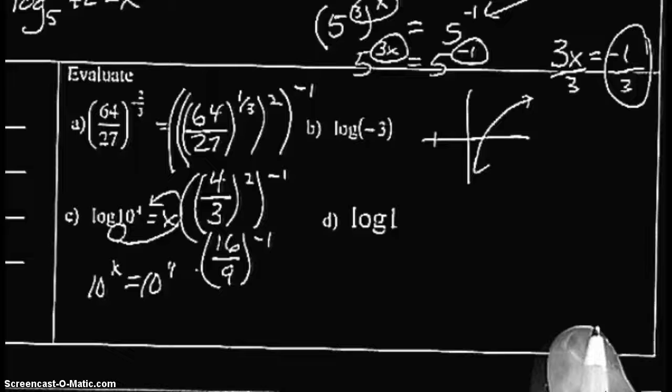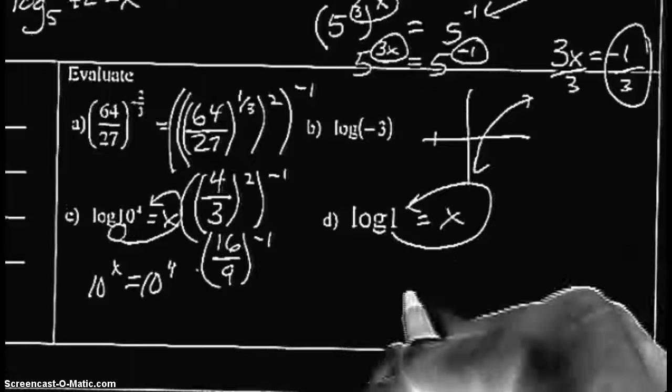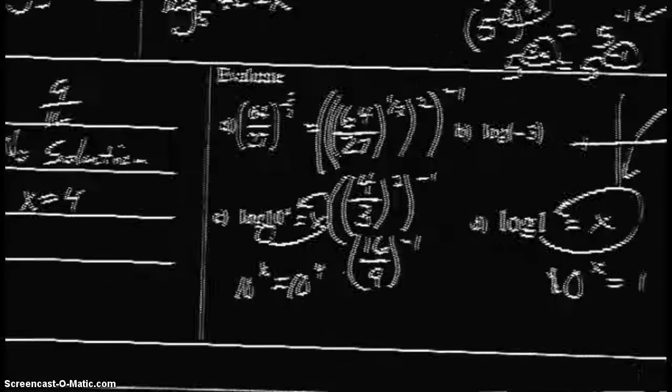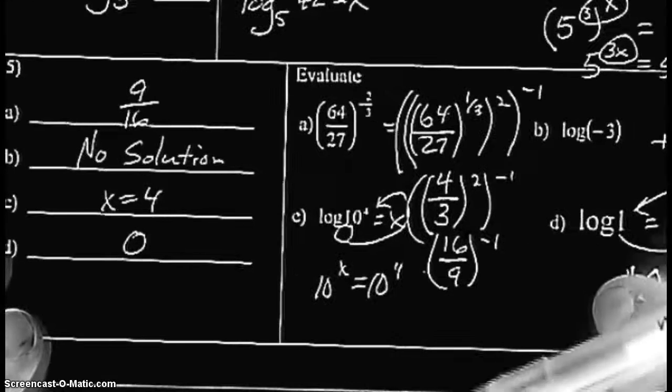Okay, and log 1, well, keep in mind you're saying 10 to the x equals 1. That can only happen if x is 0. Log base anything of 1 is 0. Okay, so we had a couple more questions here.